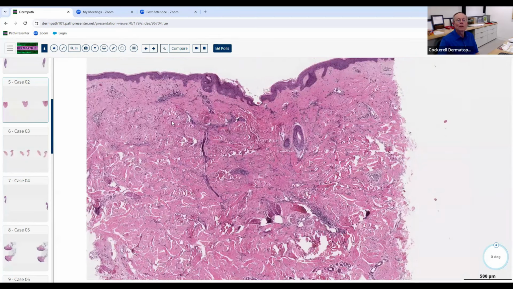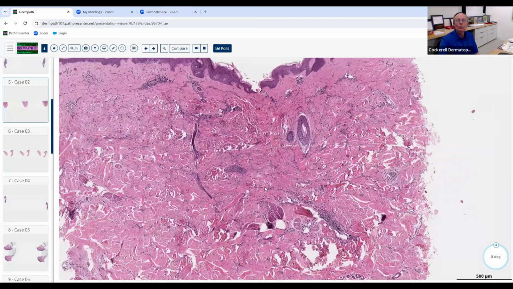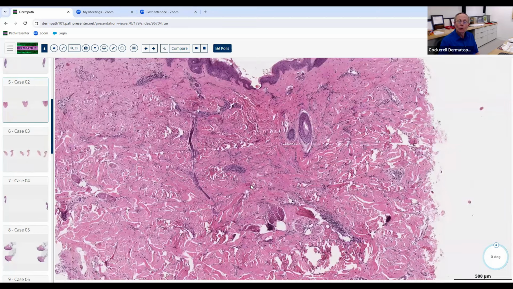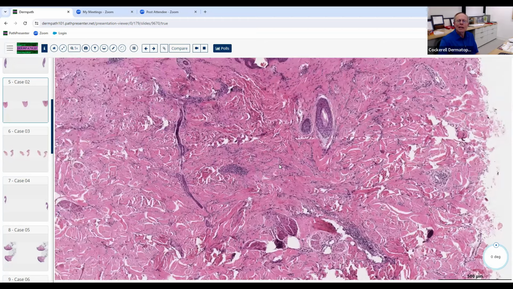I guess think of it as swarms of bees just swarming between the collagen bundles in the dermis. That's fine if you want to think that, as long as you have a differential diagnosis for things which tend to involve the spaces between the collagen bundles instead of clustering mostly around the blood vessels. So here we've got that.